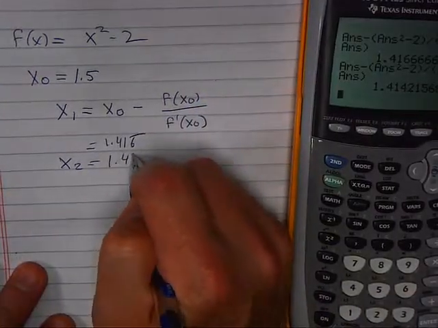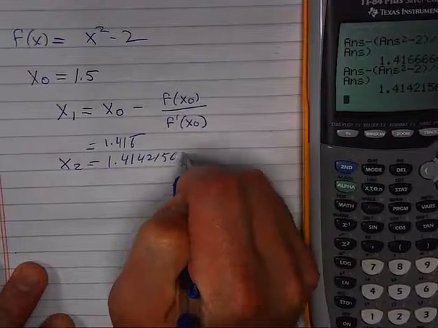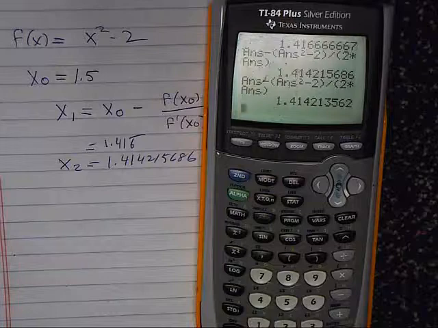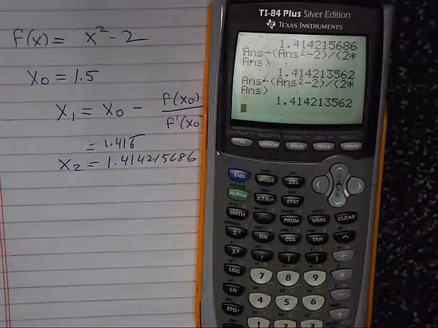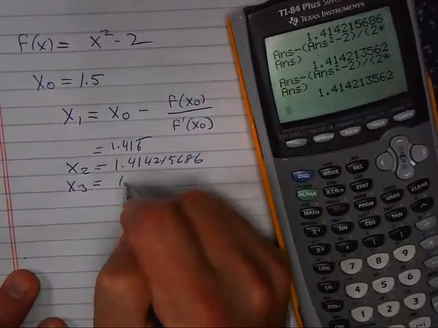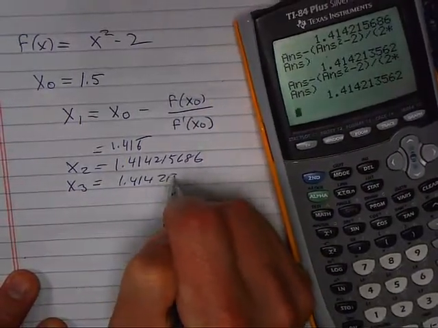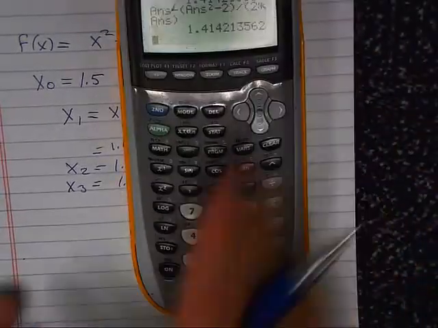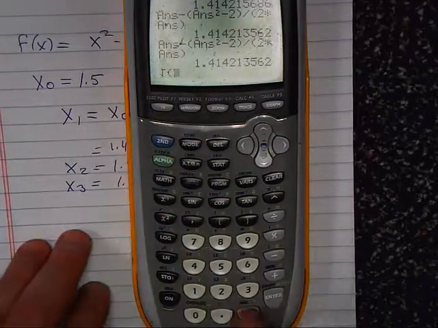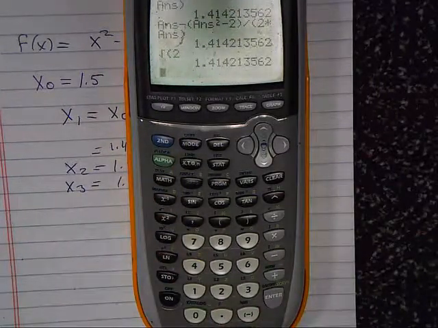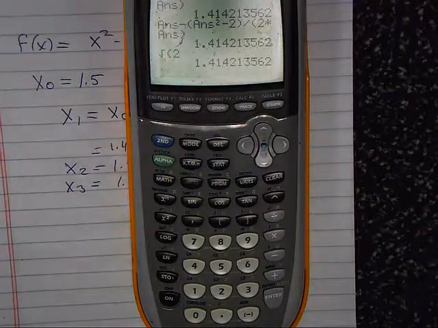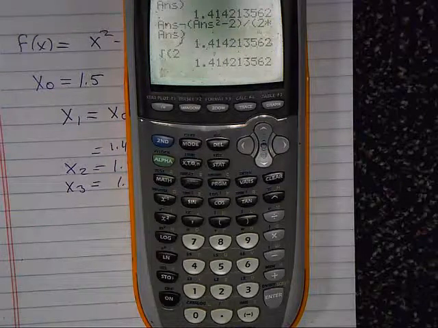x2 is 1.414215686. Hit enter again. Matches already. So x3 would be 1.414213562. Which, if you type square root of 2 into the calculator, is exactly the same number. Questions on that?